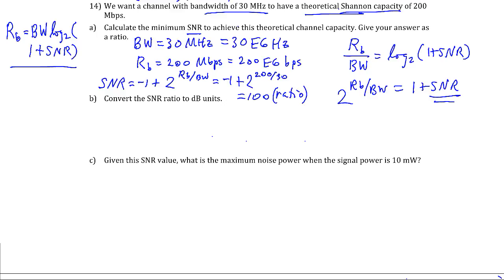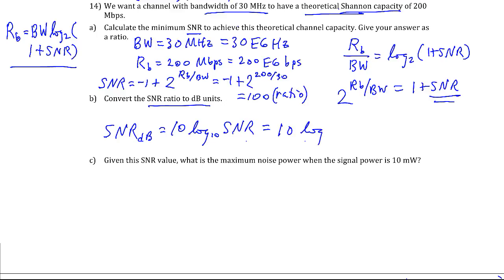The next part asks for the signal-to-noise ratio in dB units. SNR in dB is equal to 10 log 10 of SNR as a ratio, and that's 10 log 10 of 100. The log 10 of 100 is 2, so this is 20 decibels. That's one of our standard values. We know that 10 as a ratio is 10 dB, 100 is 20 dB, 1000 is 30 dB, and so on.